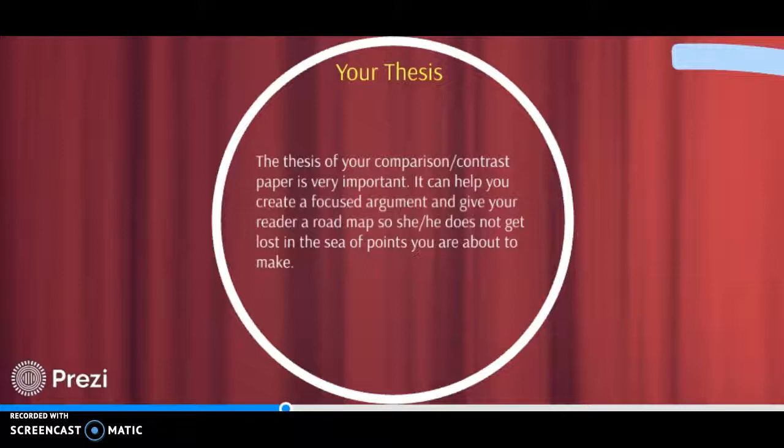Your thesis. The thesis of your compare and contrast paper is very important. It can help you create a focused argument and give your reader a roadmap so she or he does not get lost in a sea of points you are about to make.